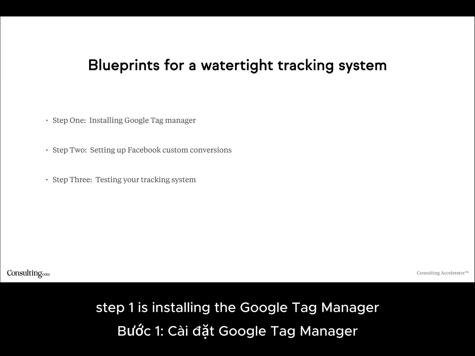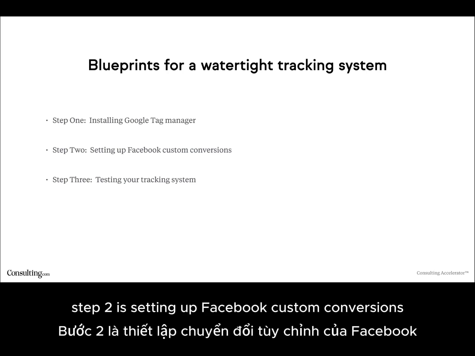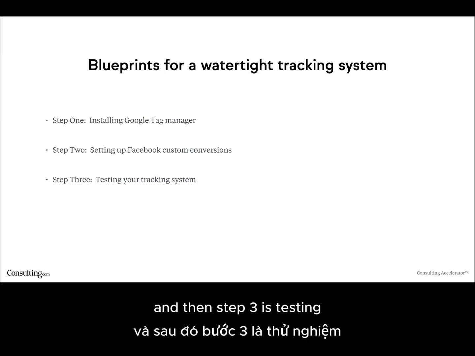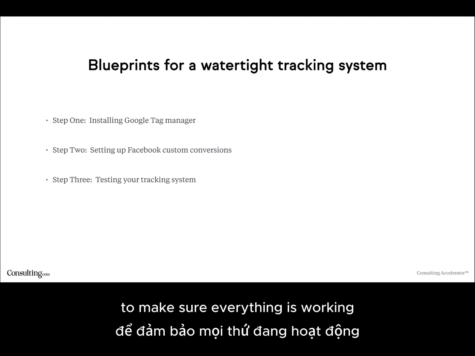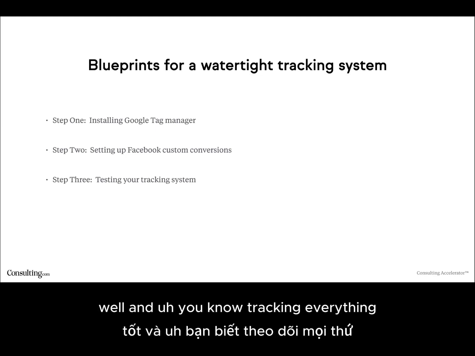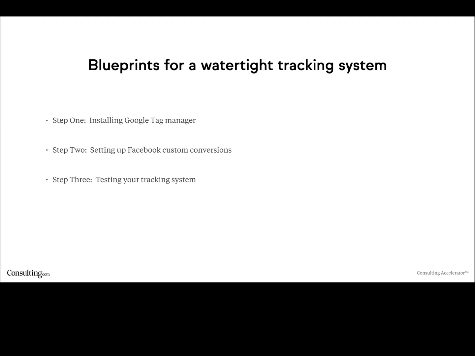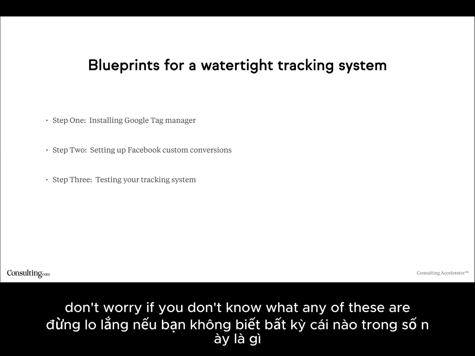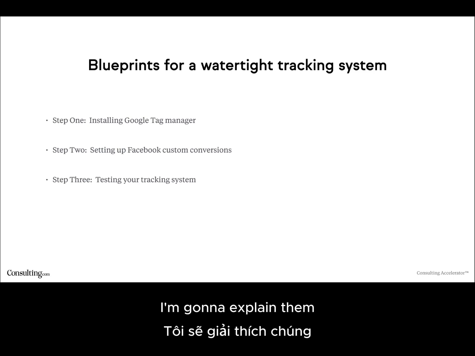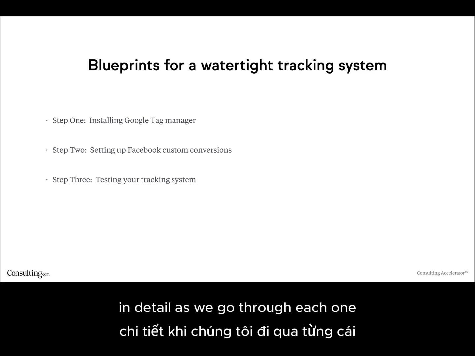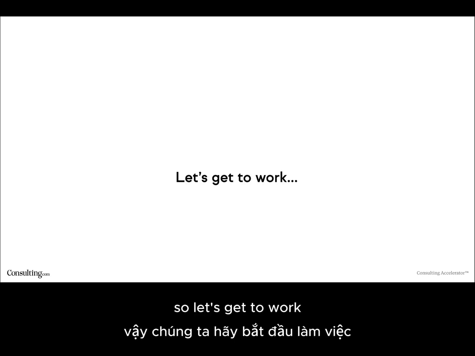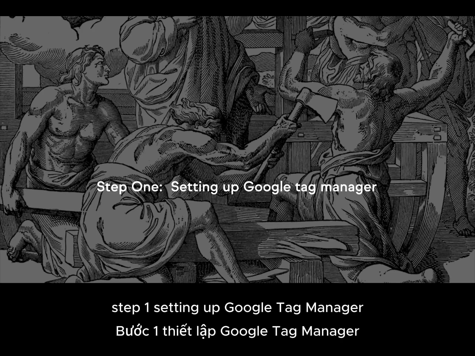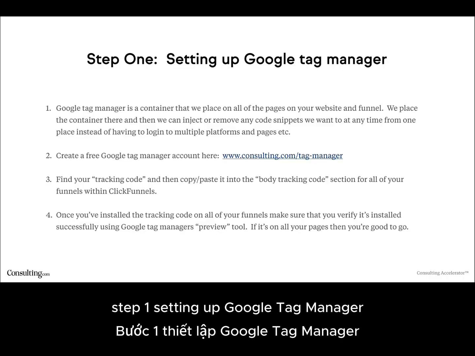So first up, step 1 is installing the Google Tag Manager. Step 2 is setting up Facebook custom conversions. And then step 3 is testing your tracking system to make sure everything is working well and tracking everything. So 3 steps, and we're going to go through them now. Don't worry if you don't know what any of these are. I'm going to explain them in detail as we go through each one. So let's get to work. Step 1, setting up Google Tag Manager.